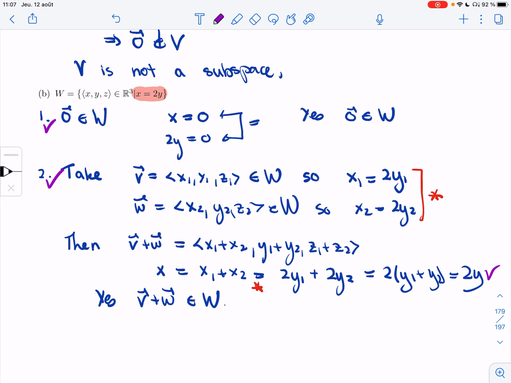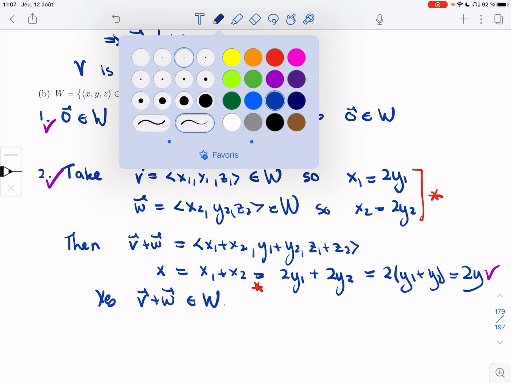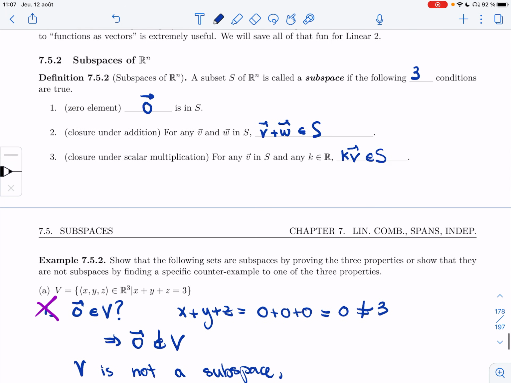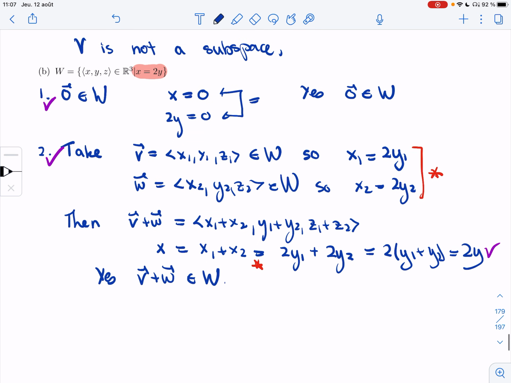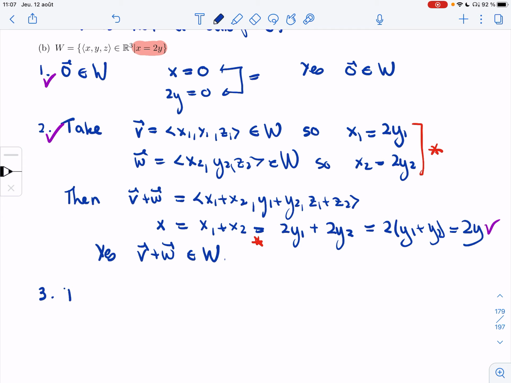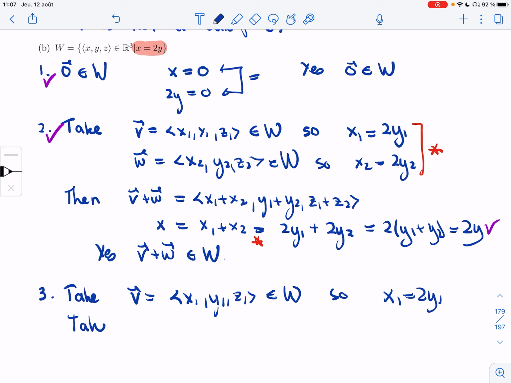All right, so this gives you an idea of what you have to do. We still need to do it for the third condition. We need to show that for any V in W and any K in R, KV is going to be in W. So let's prove that. I'm going to use the same notation for V: x1, y1, z1. That's going to be in W. So what we know is x1 equals 2y1. And I'm going to take K in R.